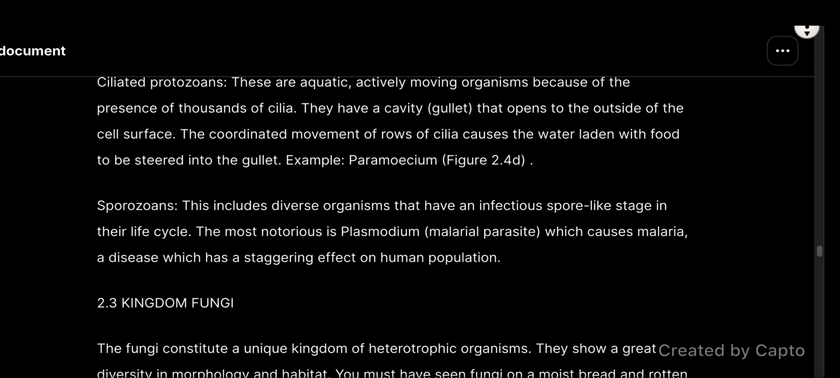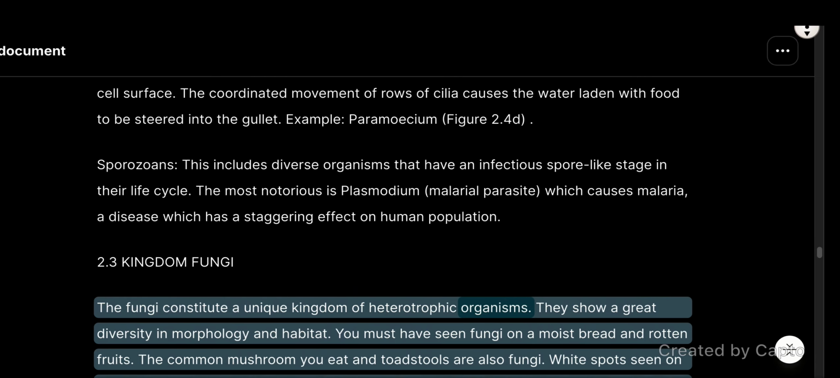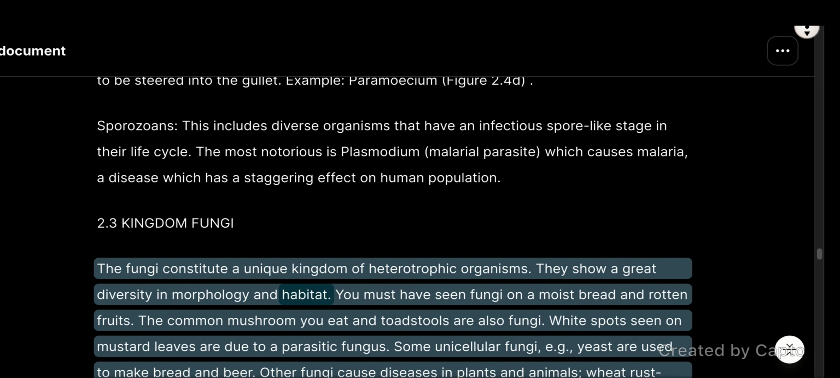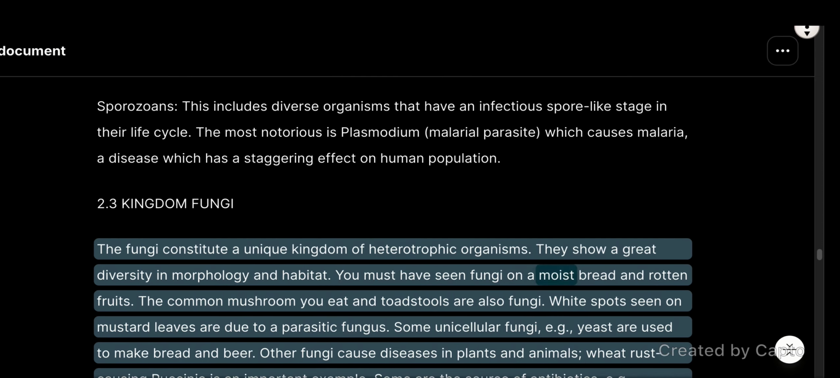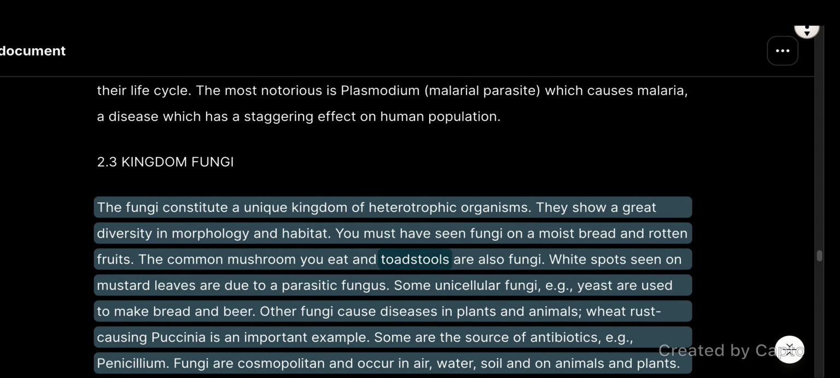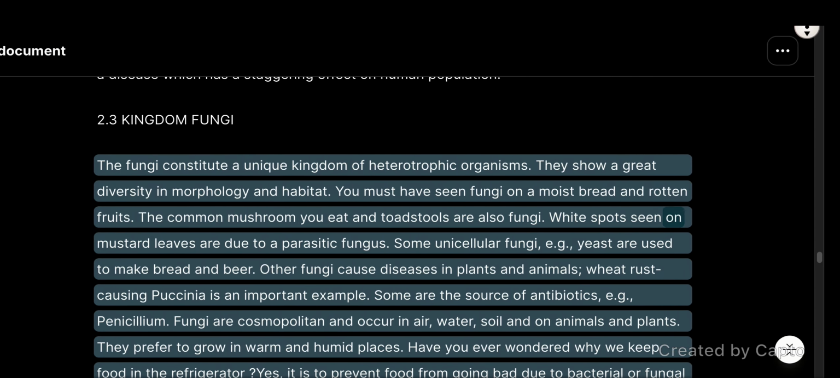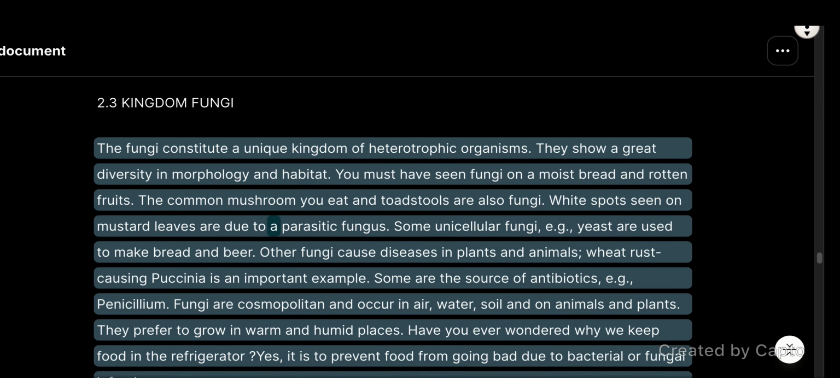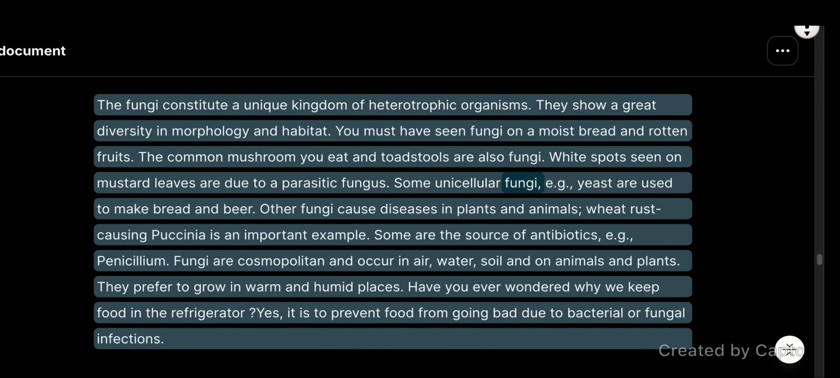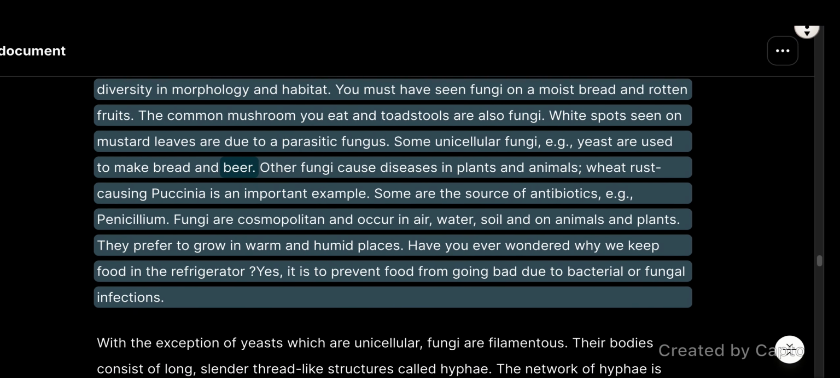2.3 Kingdom Fungi. The fungi constitute a unique kingdom of heterotrophic organisms. They show a great diversity in morphology and habitat. You must have seen fungi on moist bread and rotten fruits. The common mushroom you eat and toadstools are also fungi. White spots seen on mustard leaves are due to a parasitic fungus. Some unicellular fungi, for example yeast, are used to make bread and beer.